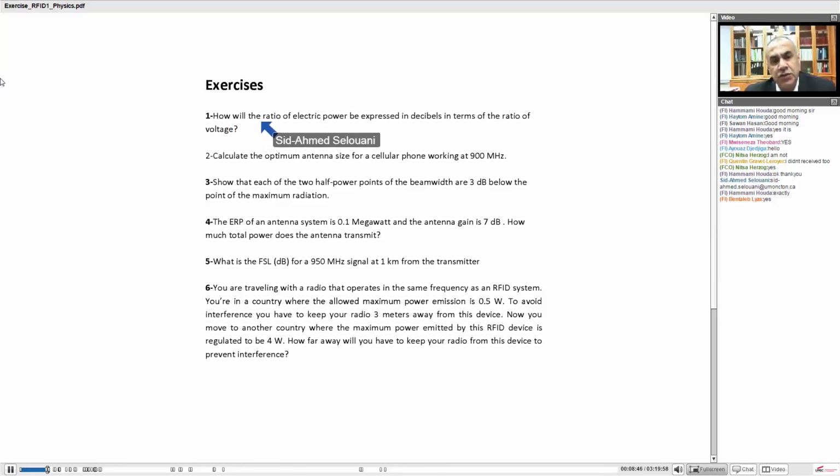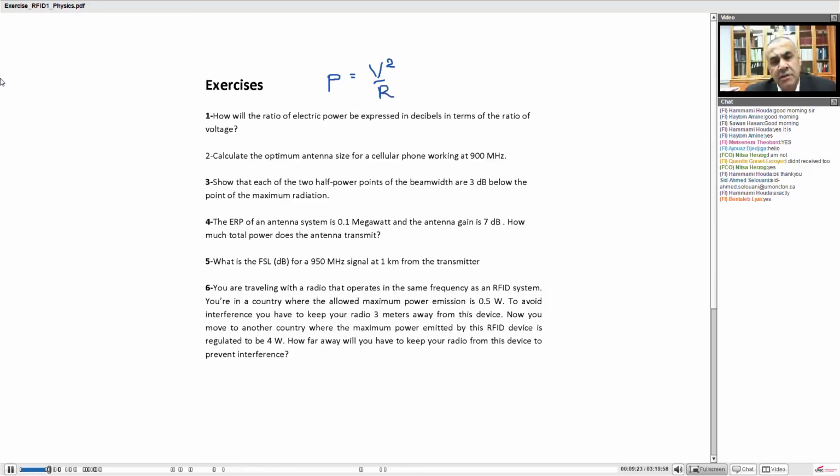So the first exercise is to be familiar with the decibel and voltage and so on. How will the ratio of electric power be expressed in decibels in terms of the ratio of voltage? Very easy, just to have in mind that the relationship between voltage and power is the resistance. You know that the power is equal to the square of voltage divided by the impedance or resistance.